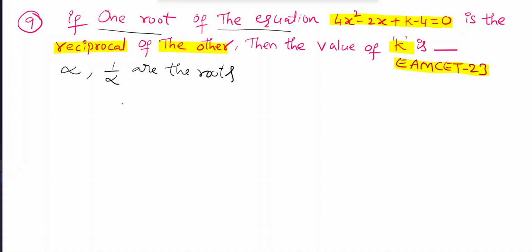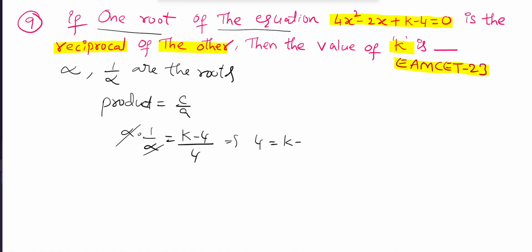Now find the product of the roots. We know that the product of the roots is equal to c by a. So alpha into 1 by alpha is equal to, here c value is k minus 4 and a value is 4. Here alpha alpha cancel. From this 1 is equal to k minus 4 by 4, so 4 is equal to k minus 4. That is k is equal to 4 plus 4, that is equal to 8. So the k value is 8.